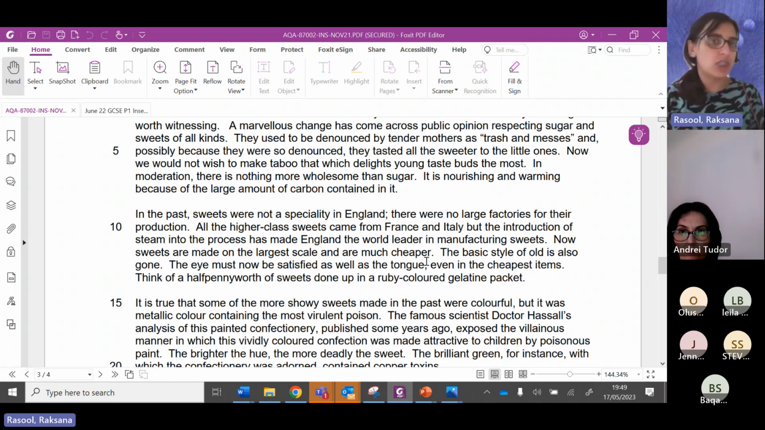So yes, the look is just as important as the taste, as far back as this. Think of a halfpenny worth of sweets done up in a ruby-coloured gelatine packet. Okay, so they're just saying that a bright red colour is far more enticing.